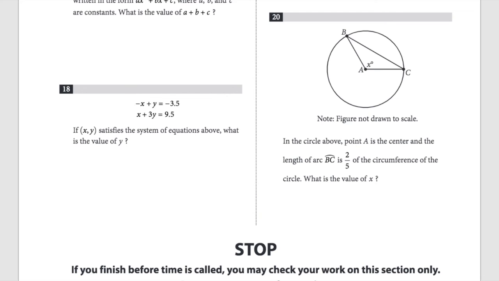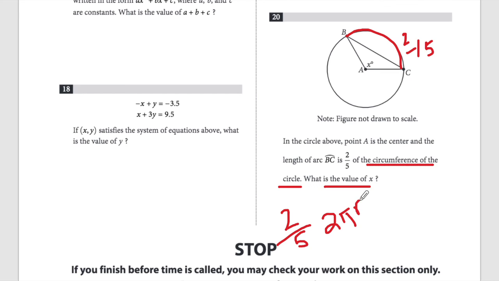Okay, a circle question. In the circle above, point A is the center, and the length of arc BC is 2/5 of the circumference of the circle. So we're saying this part right here is 2/5. I'm sorry about that. So what is the value of x? Okay, this is actually pretty simple. It's saying it's 2/5 of 2 pi r, because 2 pi r is the circumference. And remember, there's 360 degrees in a circle, so we can use that information to help us solve.